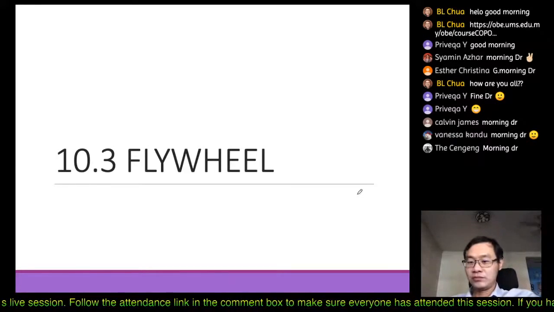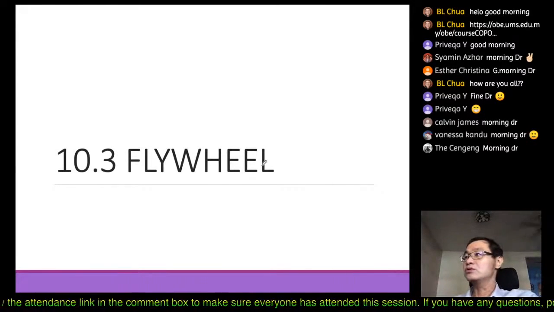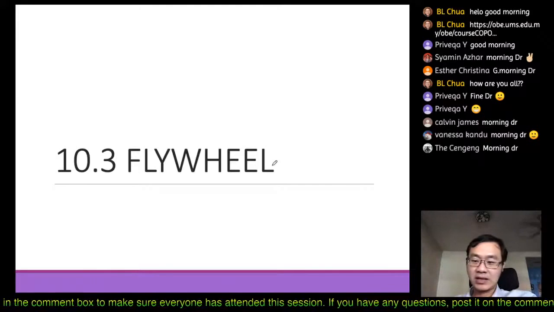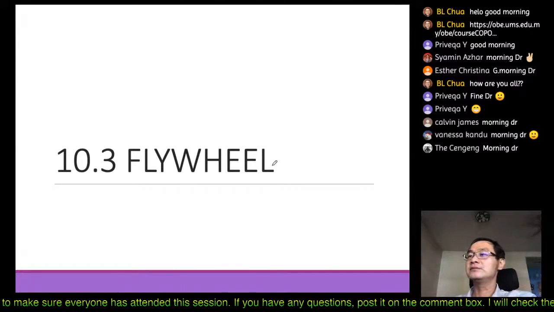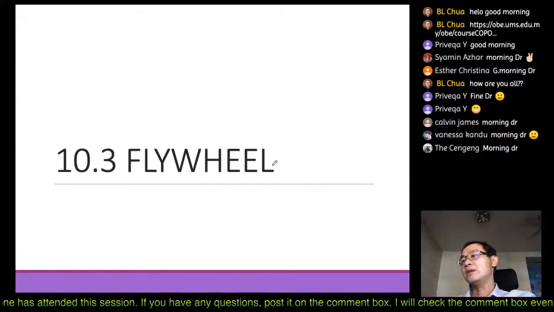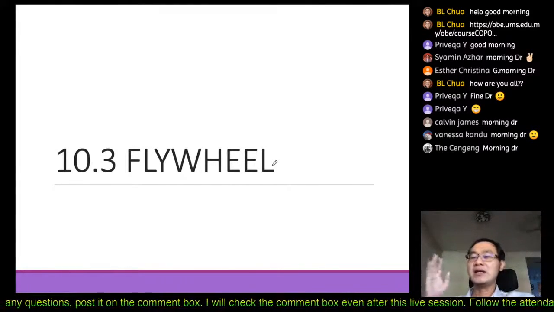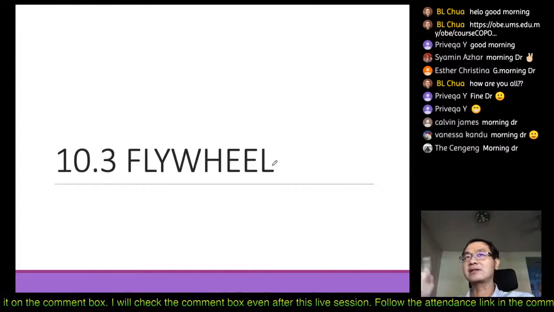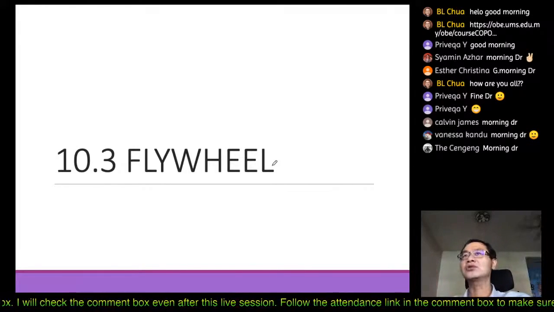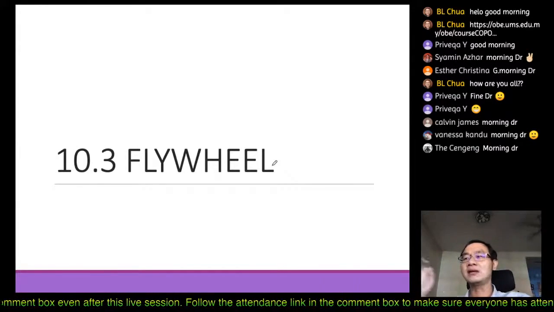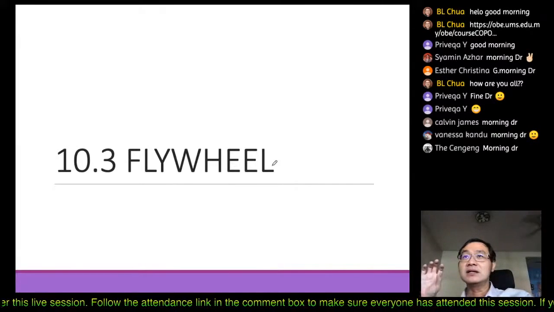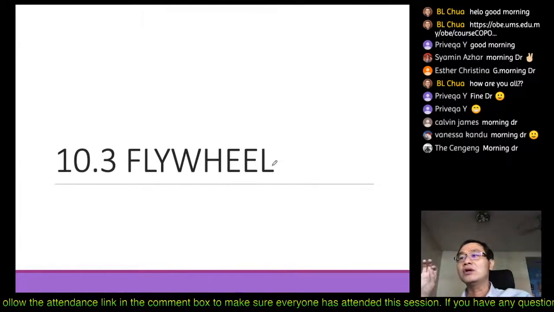All right, so we will continue, so that we can end it faster. All right, now we will talk about the flywheel. The first part was the motor and the selections, how we characterize a motor according to the torque applied. Right, now we go into a flywheel.